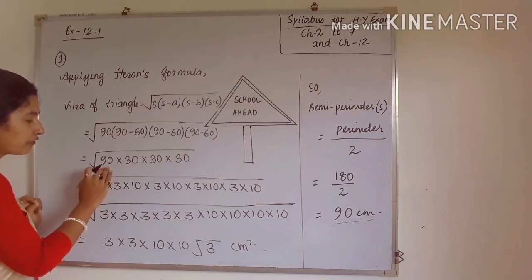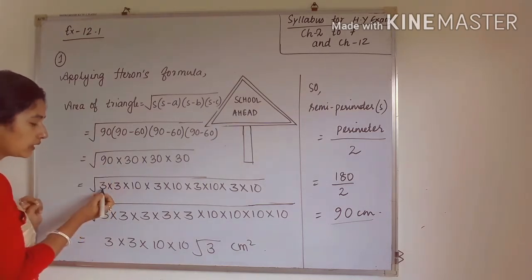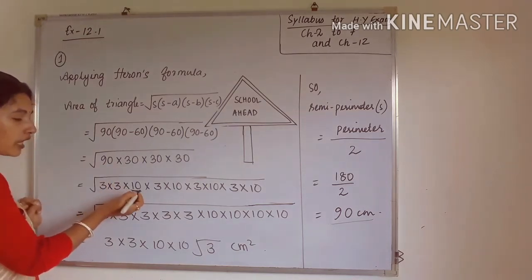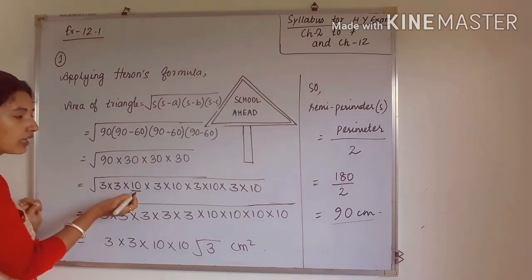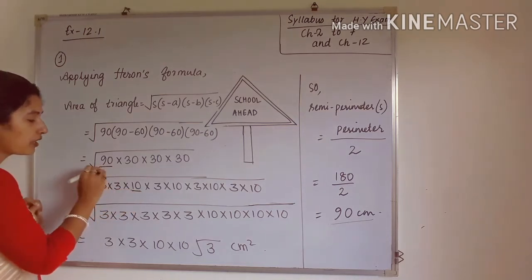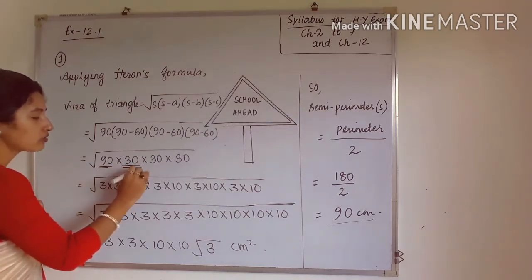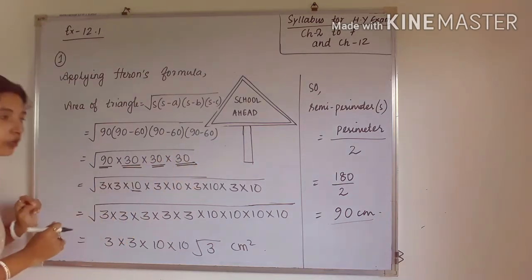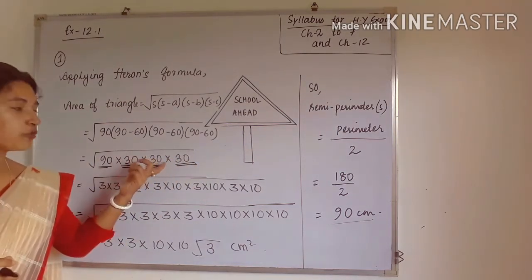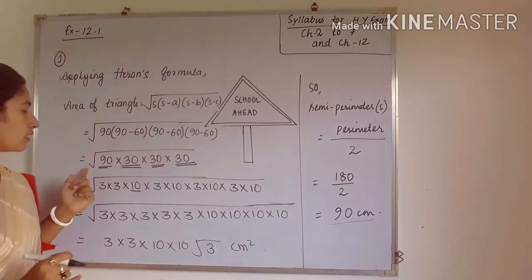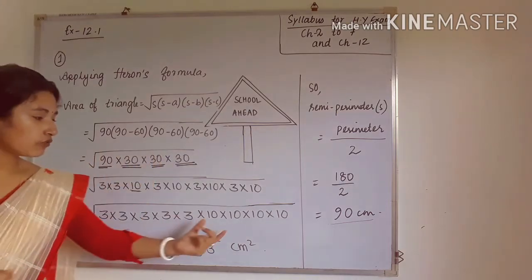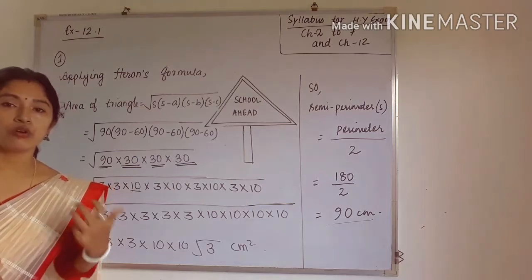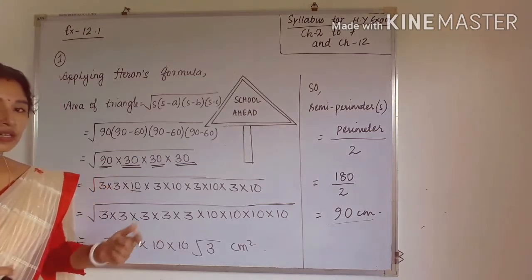So 90, if we factorize, we will get 3 into 3 into 10. Here also we can write 2 into 5, but I am not writing it because from here also I will get 10, here also I will get 10, here also I will get 10. So there will be 4 tens. Inside the square root, if there are 4 tens, then we can easily make pairs and take out the 10. You have studied the square root in class 8 itself.